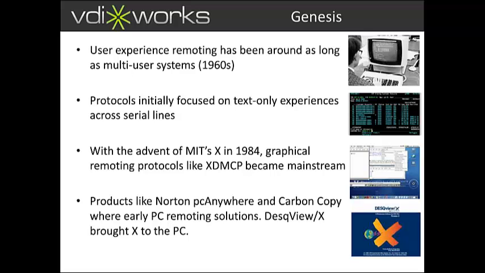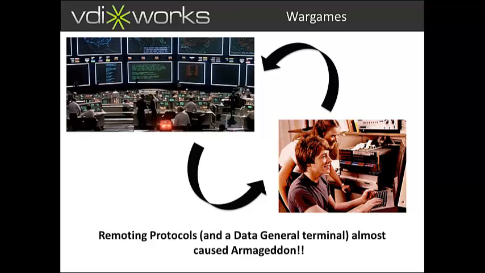And an interesting piece of trivia, if you remember the old Matthew Broderick movie called War Games, remoting protocols of course played a huge part in that. In fact, Matthew Broderick logs in from his Data General terminal into the Pentagon's supercomputer and tries to play this game, which ends up being a real simulation which could cause Armageddon, and ultimately Matthew Broderick and his girlfriend and the old professor finally step in and save the world from nuclear holocaust.